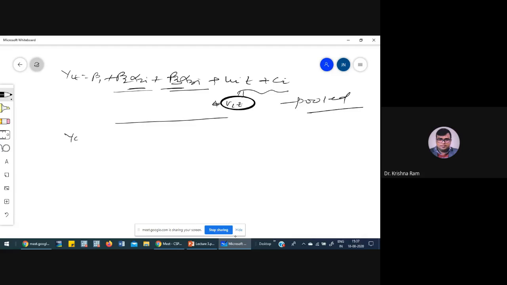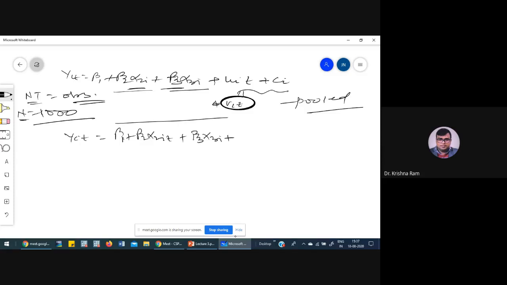And in case of fixed effect least square dummy variable, we write the same regression equation, B1, B2 X2it, B3 X3it, plus here the cross-sectional dummy. So if you are having n equal to 1000... sorry, any cross-sectional component. Total number of observations is NT here. So this one is the number of observations.